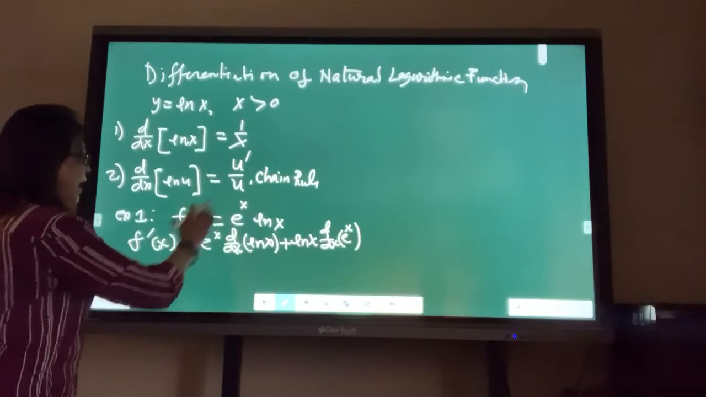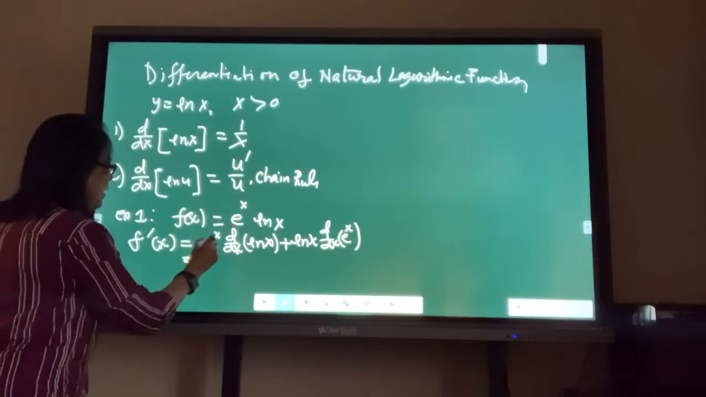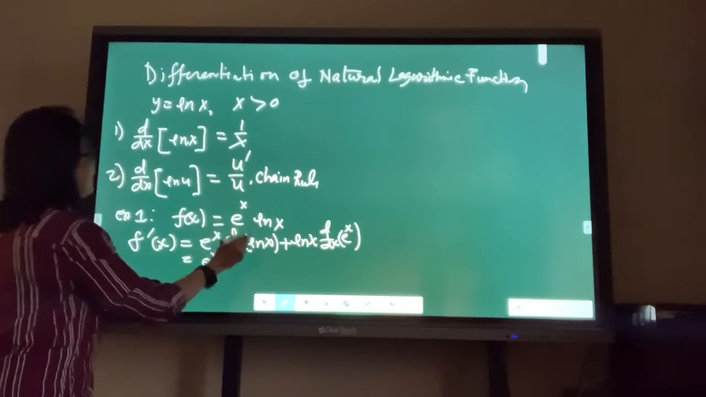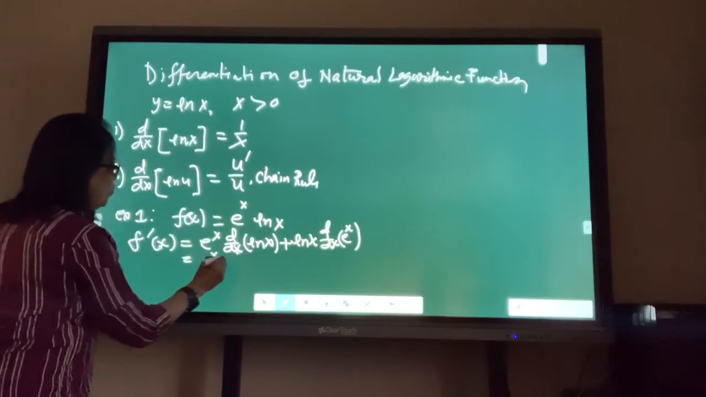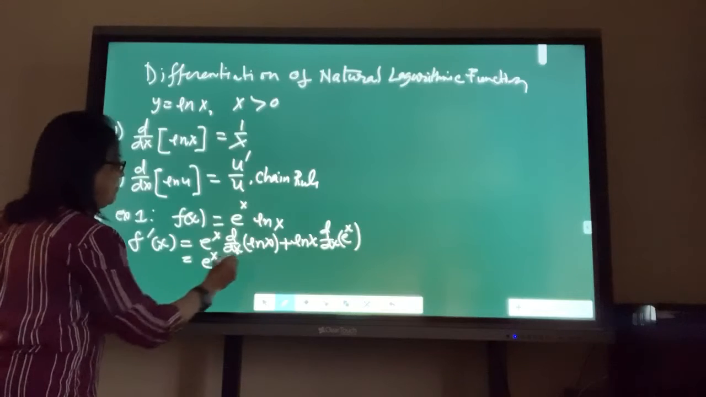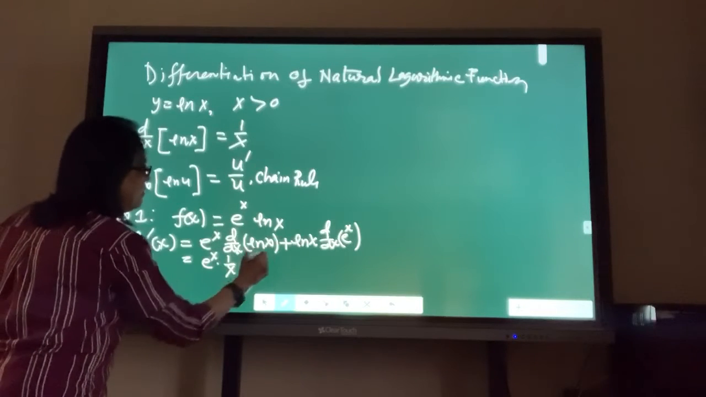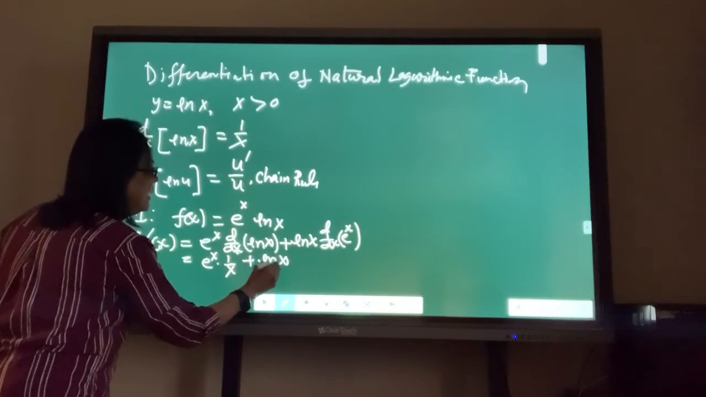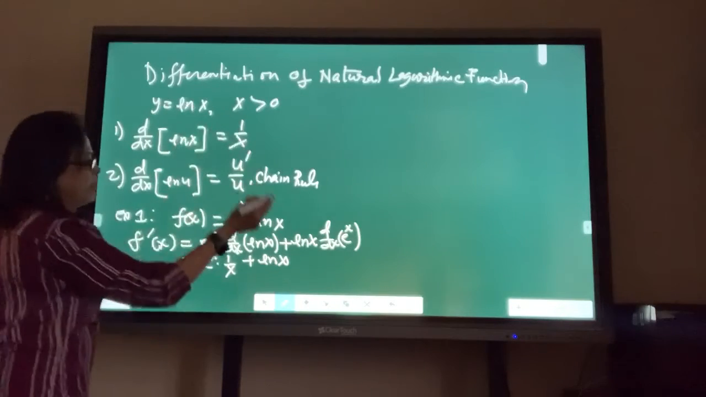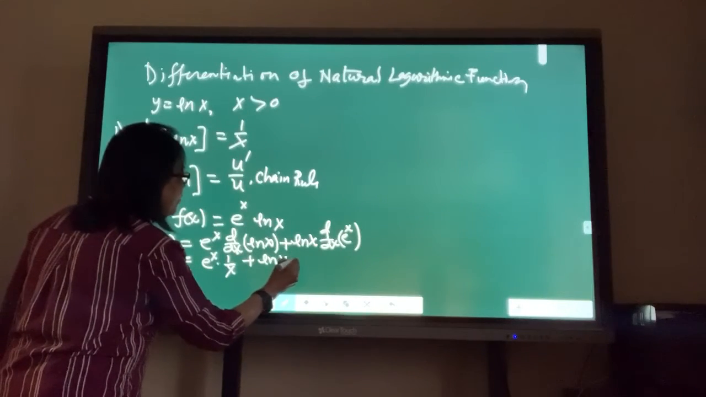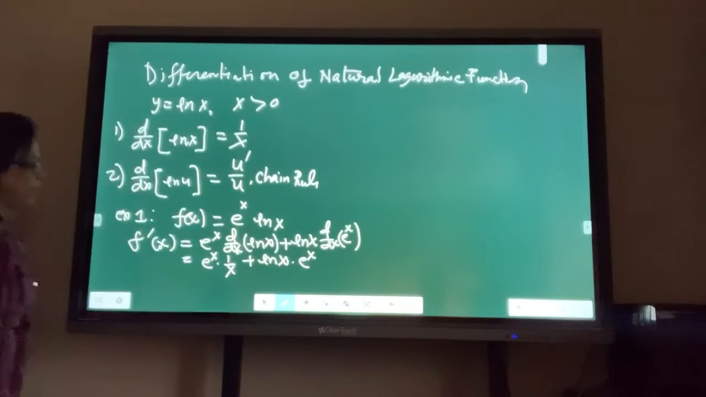Now each of them has its own rule of derivatives. This remains e to the x. The derivative of ln x that I just told you today is 1 over x, so put that in place. Plus this now stays as it is, ln x, and the derivative of e to the x from the previous section is e to the x. So that takes care of this one, and it's pretty much done for the derivatives.